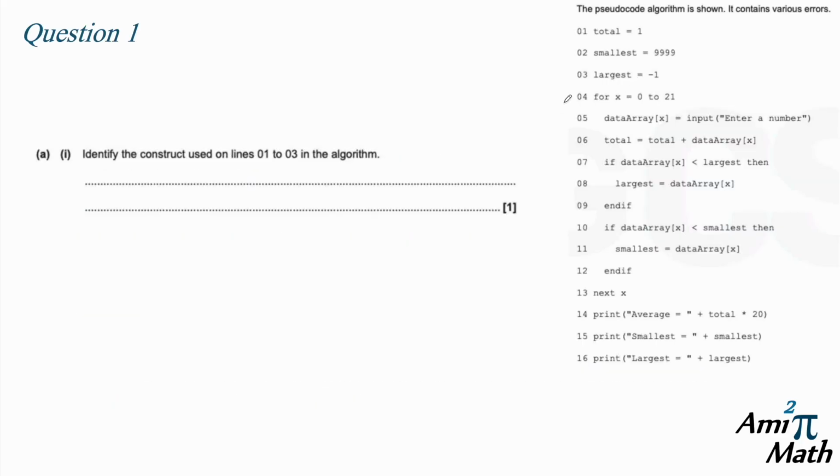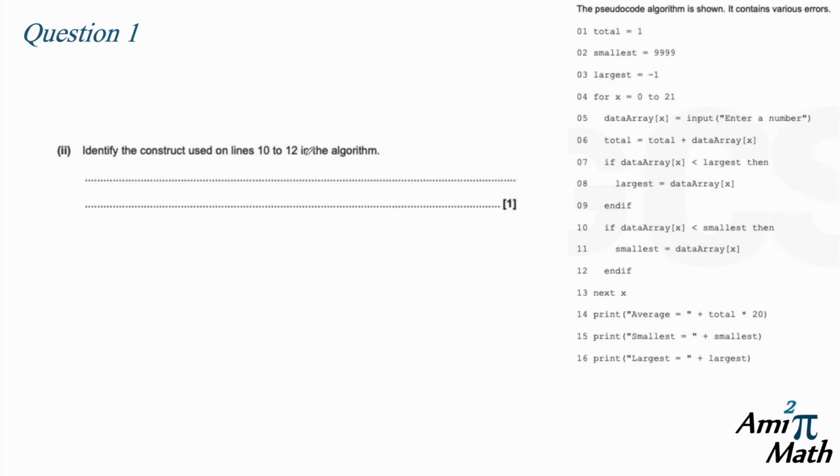Identify the construct used on lines 1 to 3 in the algorithm. Okay, so the pseudocode algorithm is shown. It contains various errors. So the construct used on lines 1 to 3, we need to look at this section: 0, 1, total equals 1, smallest equals 9,999, and largest equals -1. Well, there's no for loop here, no while loop, and no do until loop. There's no if statement here either, so we can say that this would be a sequence, and that matters because it's setting up the variables before it does everything else. So you would say a sequence.